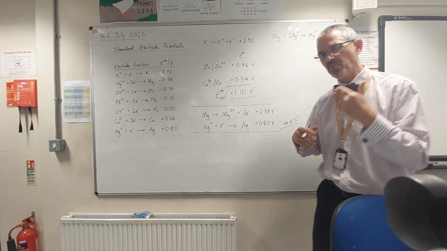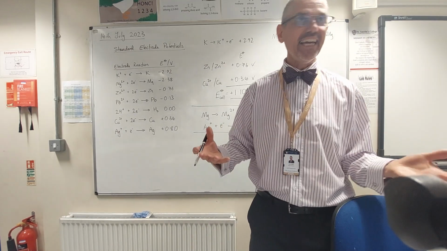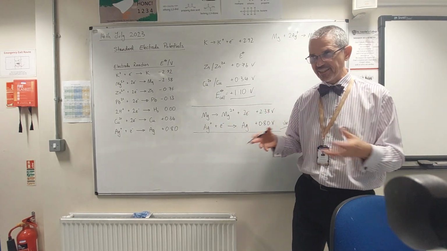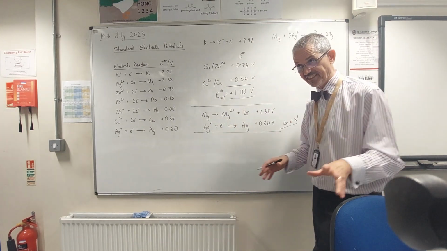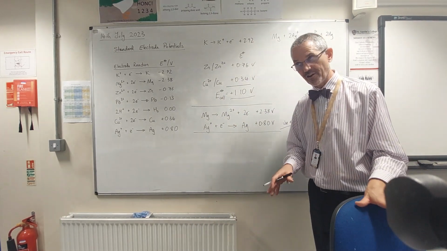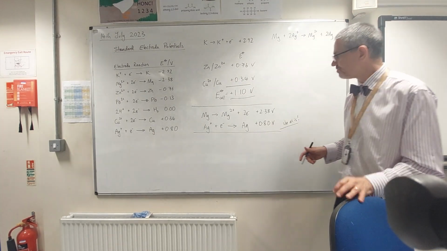Okay, it might seem strange after a year of drilling in that if I'm doubling the equation, I have to double the delta H value, and that's still true, and the same for entropy, making delta S, but I don't have to do it for E naught.